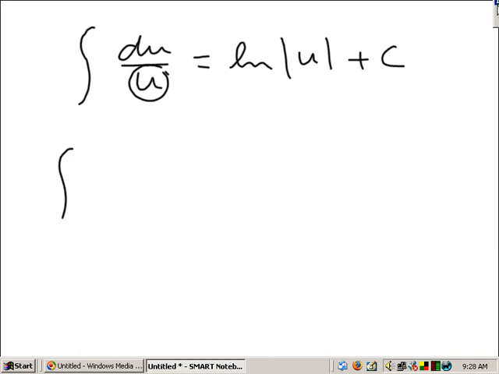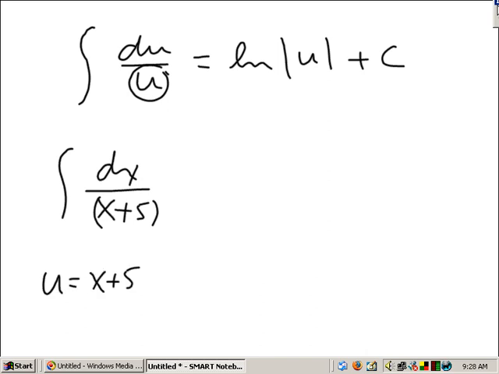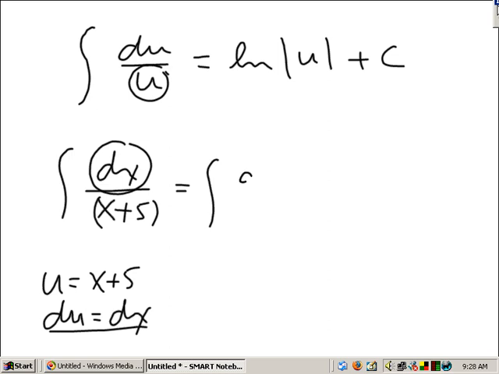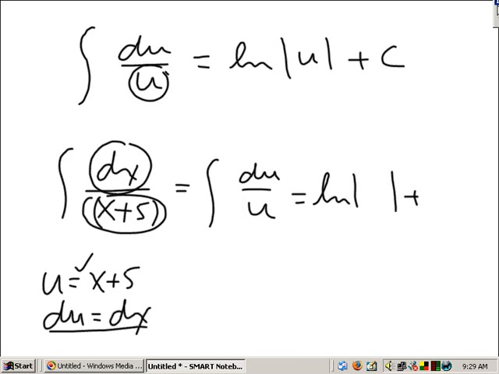So if you have the integral of dx over x plus 5, let u equal x plus 5. Then du will be 1 dx, or dx. So this integral, piece by piece: dx, that's du, and x plus 5, that's u. Oh, I know that integral. The integral of du over u is ln of u plus c. But u is x plus 5. Here's the answer.